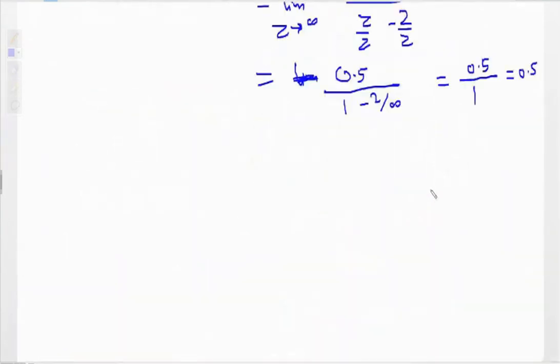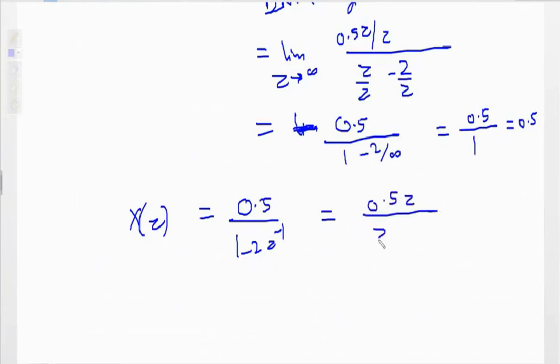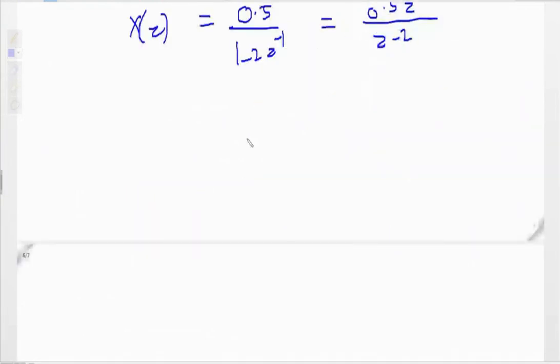What is X of z given? From the question data we will analyze. X of z is 0.5 upon 1 minus 2z inverse. That is nothing but 0.5 divided by 0.5 z divided by z minus 2. Now here, what are the possible ROCs? For ROC, we have to look at the denominator. The possible ROCs can be magnitude z greater than 2 or magnitude z less than 2. These are the two possible ROCs.